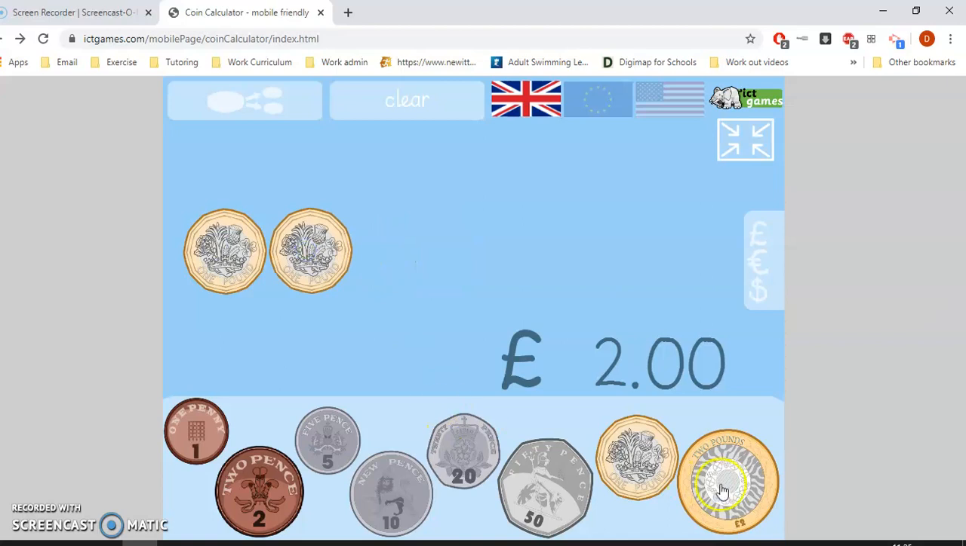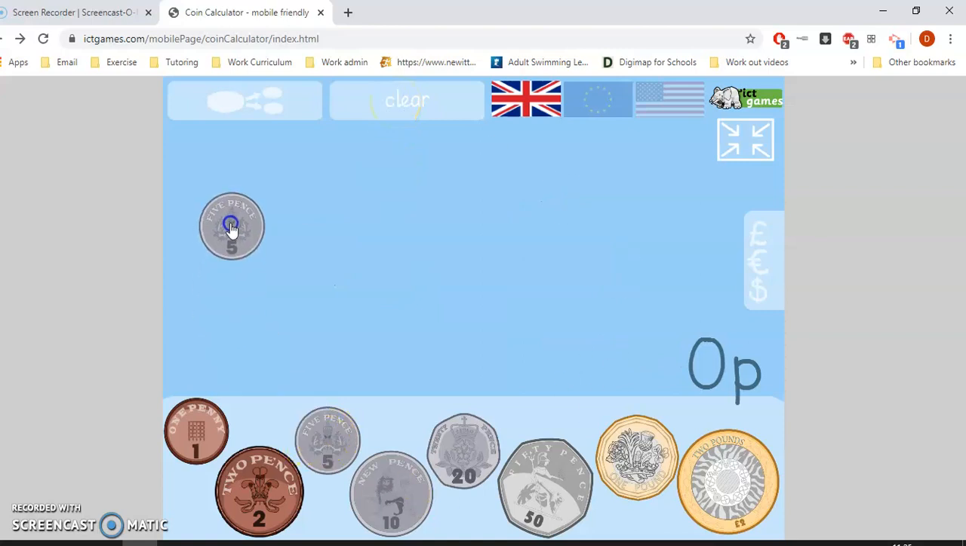Now with money, we can also show that like this. We've now got double £2, £2 and £2 is worth the same amount even though it looks a little bit different. Double 2 is 4.